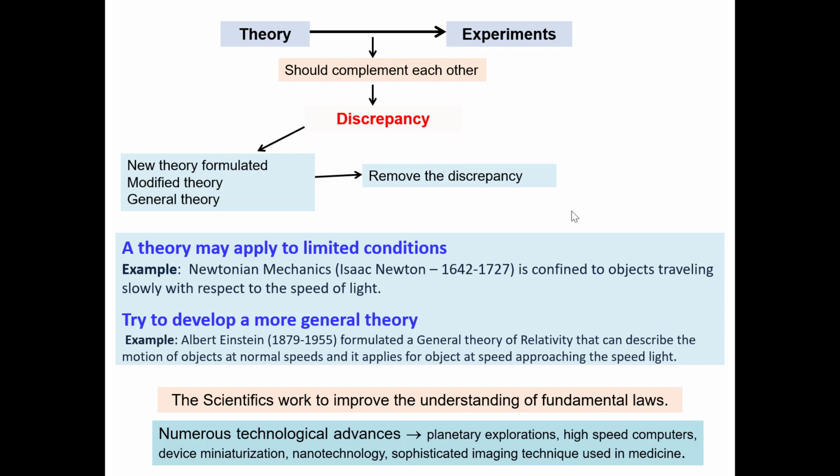This also allowed numerous technological advances. Some of these are planetary explorations, high-speed computers, device miniaturization, nanotechnology, and sophisticated imaging techniques which are used in medicine. These are a few examples of how the relation between theory and experiment can help scientists improve the understanding of nature.